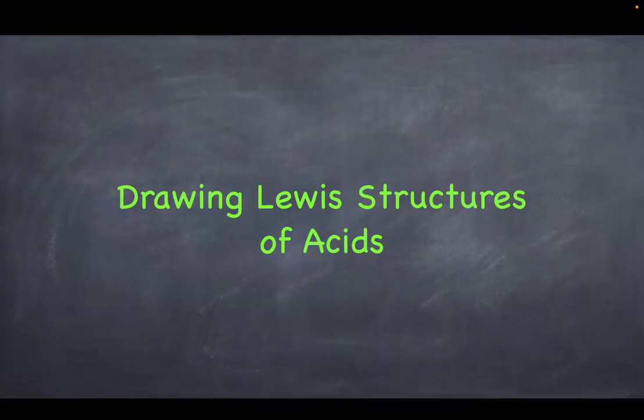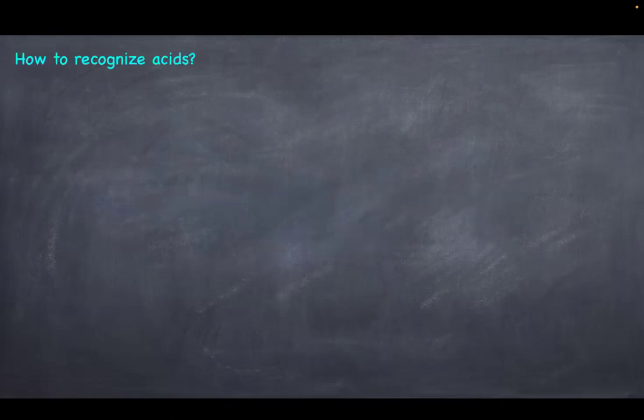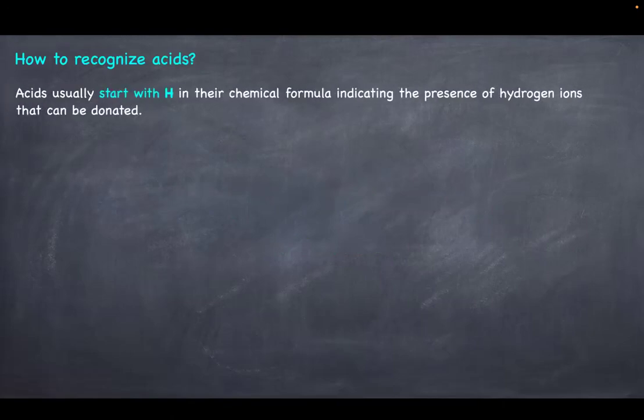Hello, everyone. This video is about drawing Lewis structures of acids. First of all, we have to know how to recognize acids. Acids are covalent compounds that normally start with an H. So the H is usually at the beginning of the formula.